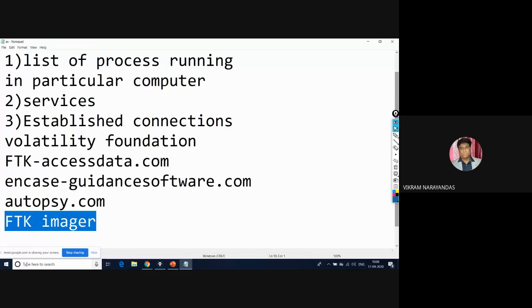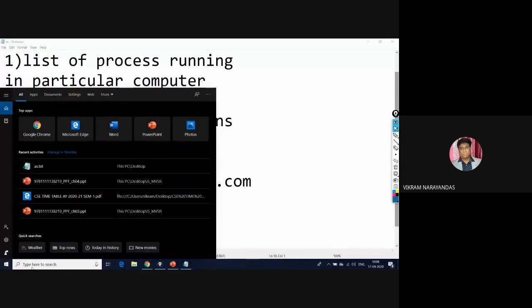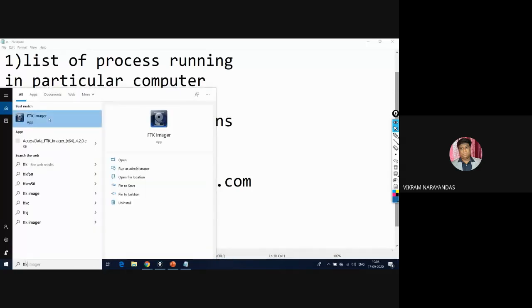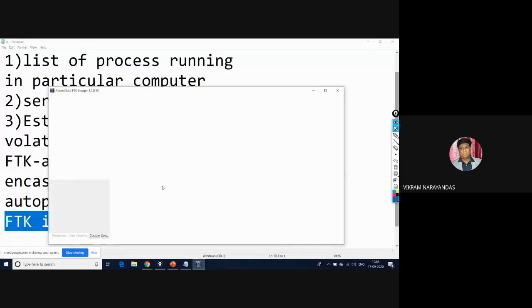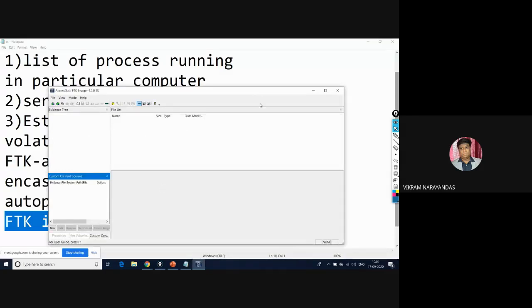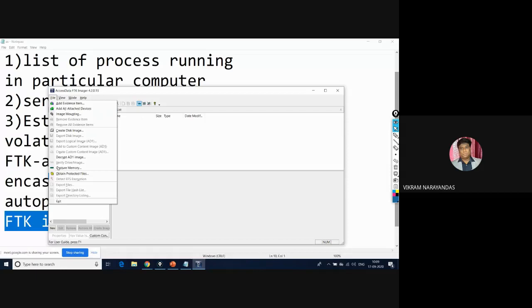If you download FTK Imager, you can run it. So this is FTK Imager. You can download it on your PC. With the help of this FTK Imager, you can capture the RAM as well as the hard disk data. If you want to capture the memory of your PC, just click on File. You can see a number of options here. Capture memory.